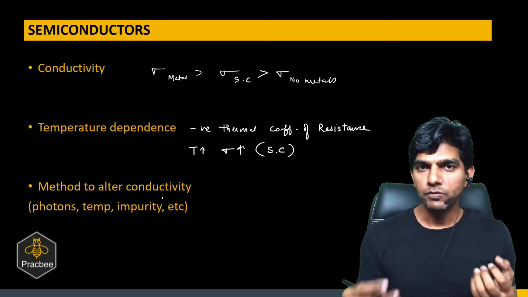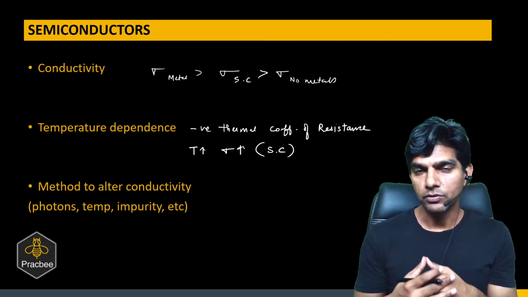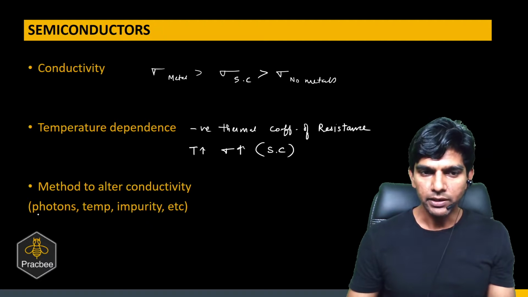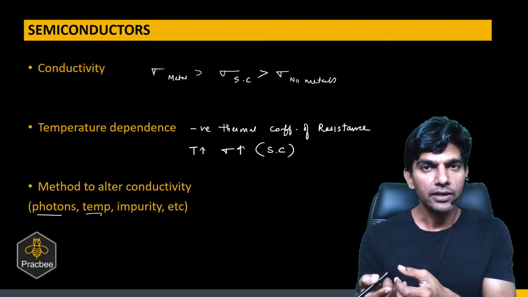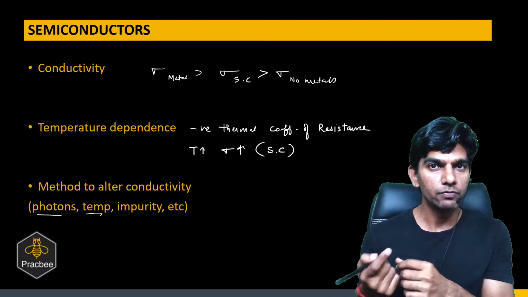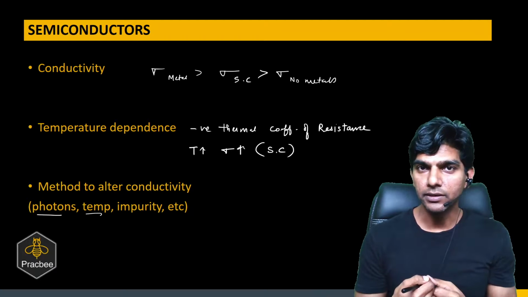And there are certain methods with which we can alter the conductivity of semiconductors. That is the reason we use them extensively in all electronic devices, because we can alter conductivity. There are various ways. One is by giving energy in the form of photons, or by changing the temperature, or by replacing some of the semiconductor atoms with other atoms. We'll see in extrinsic semiconductors, if we replace silicon with aluminum or silicon with phosphorus, we can alter the conductivity.